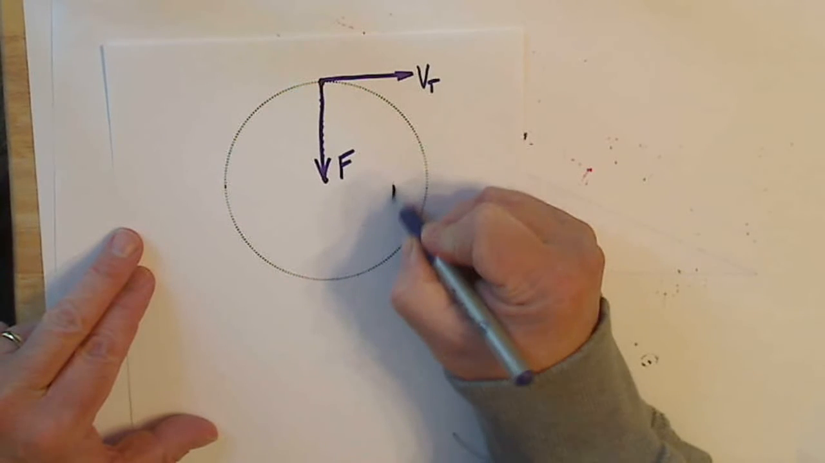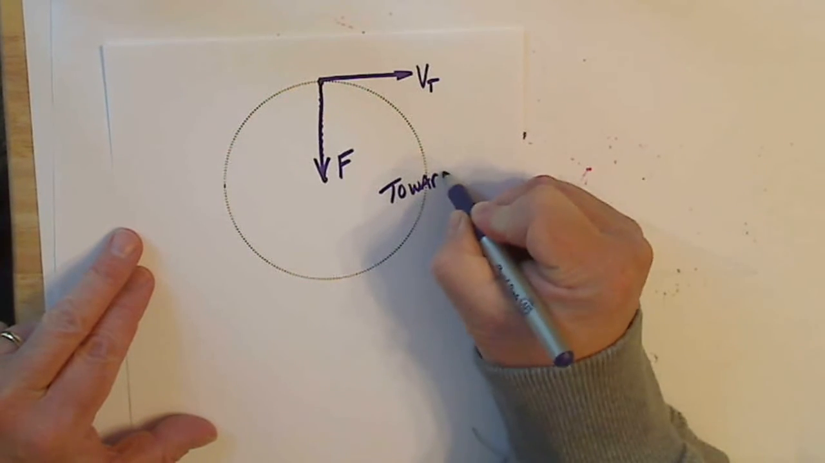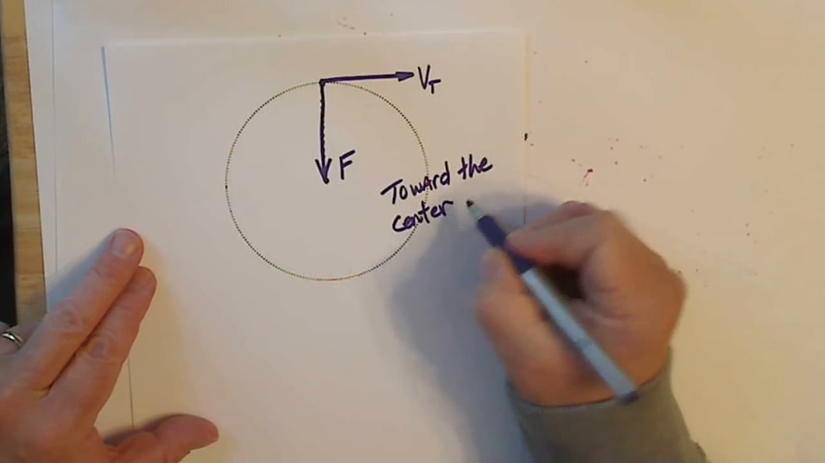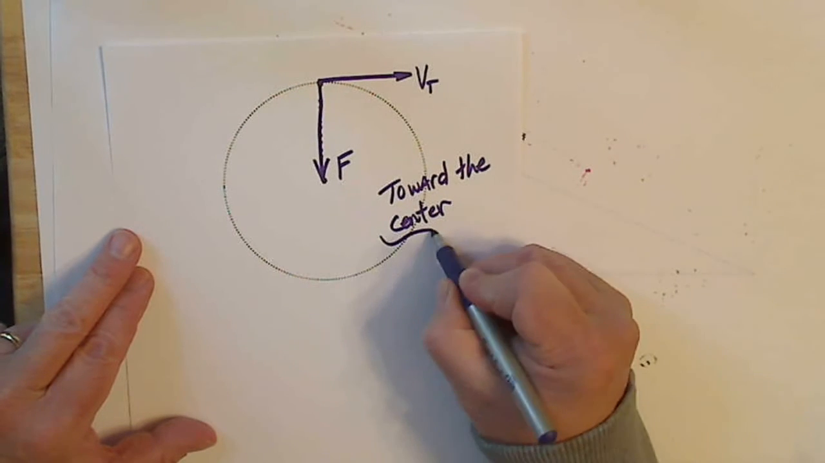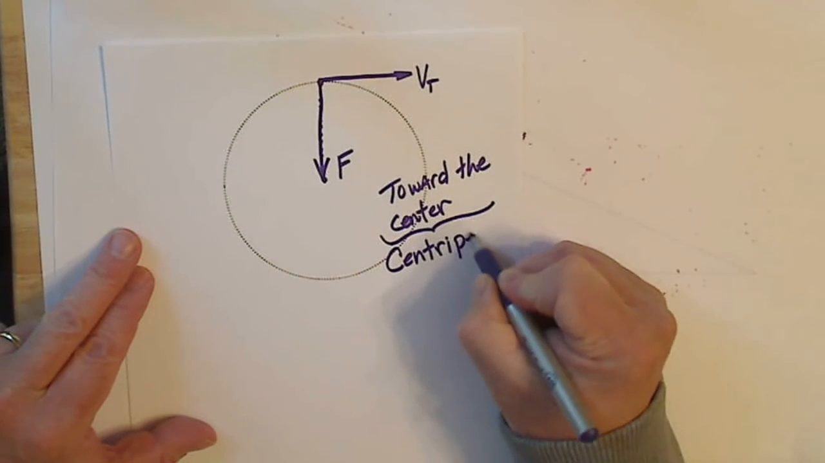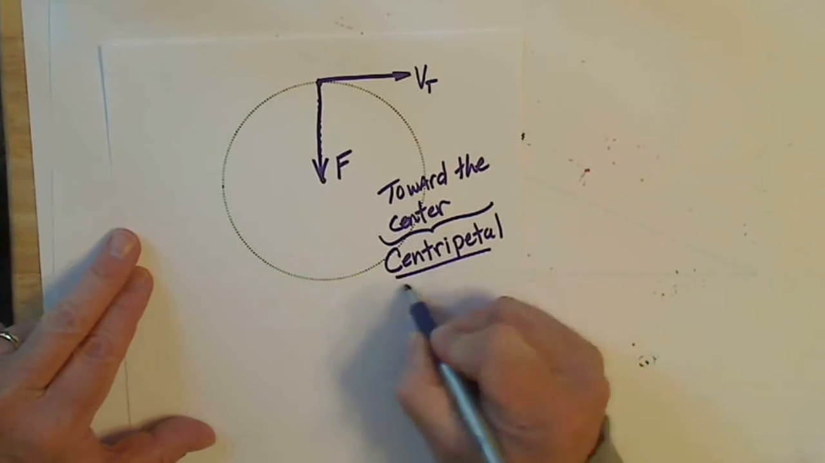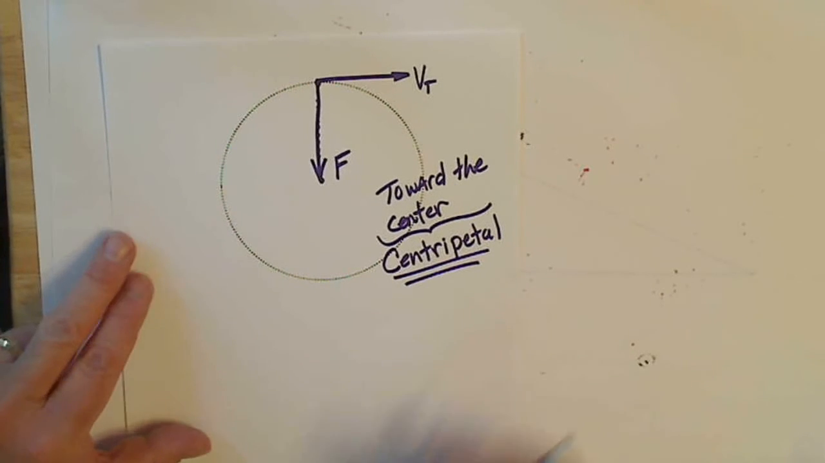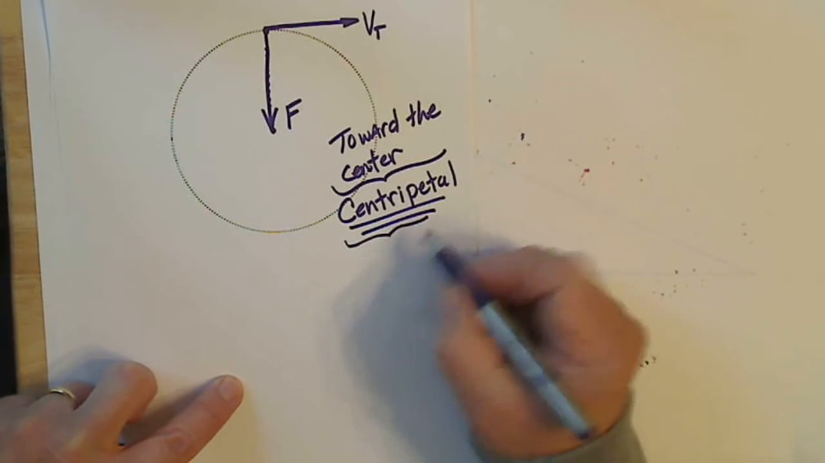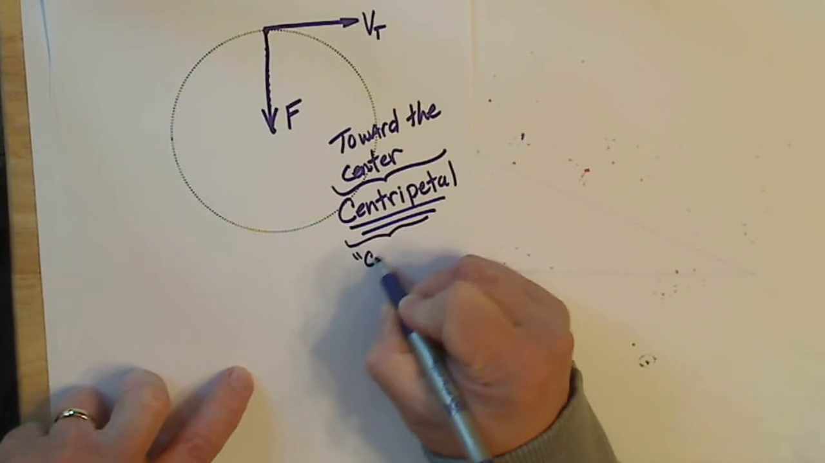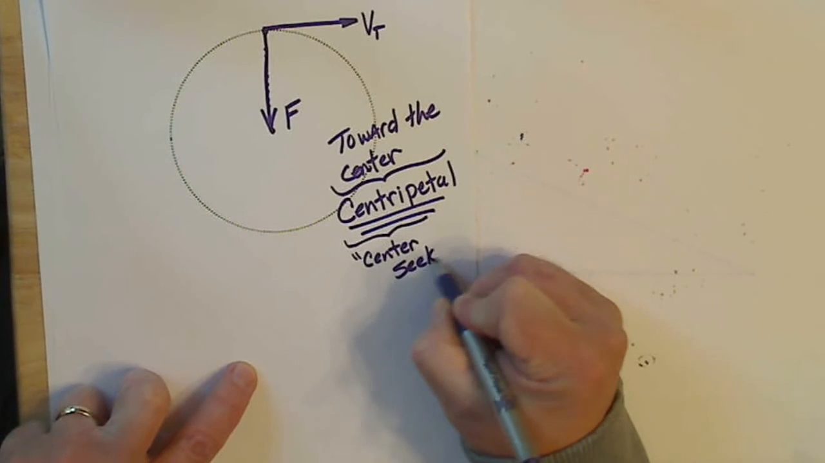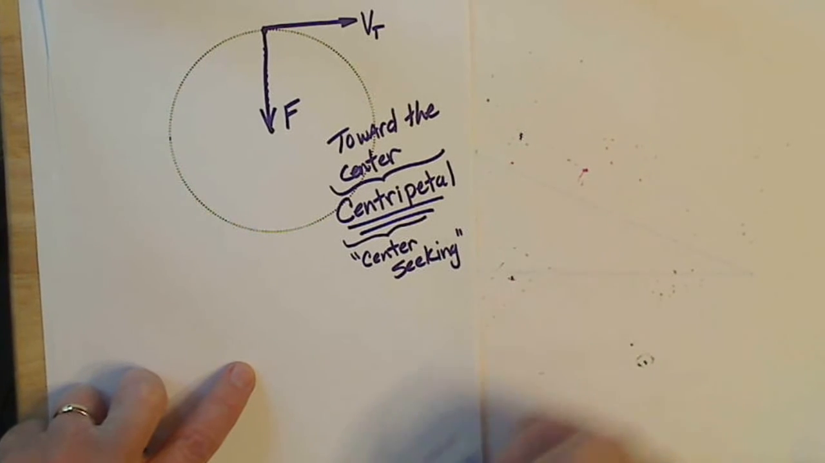Now, toward the center, that's what gives something its definition of centripetal. If something is said to be going around and it's centripetal, in the root word, centripetal means center seeking.